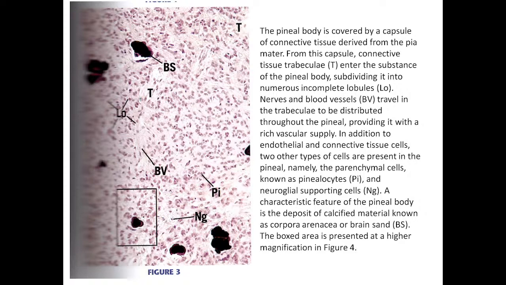In addition to endothelial and connective tissue cells, two other types of cells are present in the pineal, namely the parenchymal cells known as pinealocytes and neuroglial supporting cells. A characteristic feature of the pineal body is the deposit of calcified material known as brain sand. The boxed area is presented at a higher magnification in figure 4.